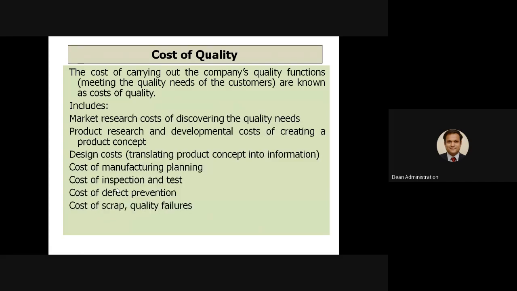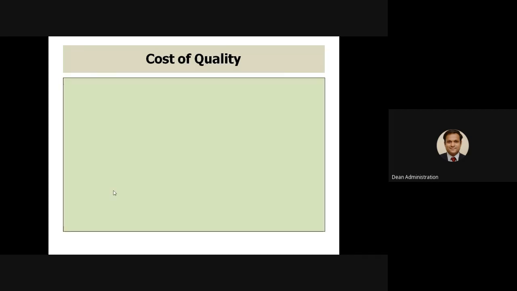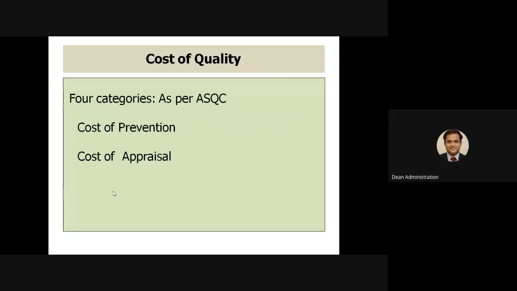Then there is the next concept of cost of quality. What is cost of quality? The cost of carrying out companies' quality functions. There is market research, there's product research, design cost, manufacturing cost, inspection cost, defect prevention cost, cost of scrap. So this is very important. So you have to understand how to build quality. Okay. Now this is very important. When you are saying cost of quality, you must not over engineer the quality in your products. What do you mean by that?